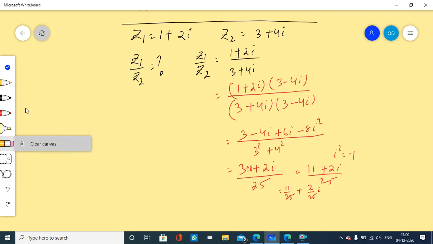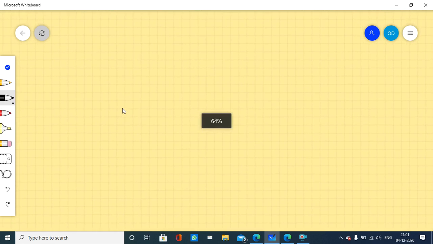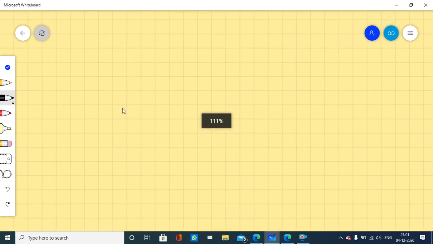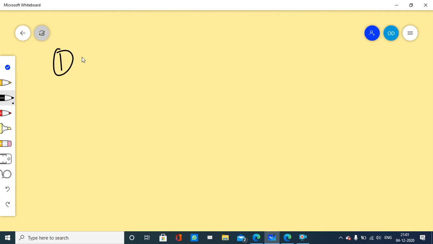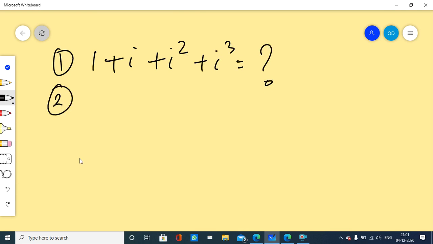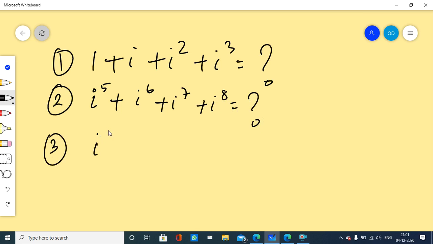I am just giving you some questions. Just write them down, and you will do them. Practice those questions from complex numbers. Write down: 1 plus i square plus i cube is what? Do it at home. Then i to the power 5 plus i to the power 6 plus i to the power 7 plus i to the power 8. Then find the value of i to the power minus 98.